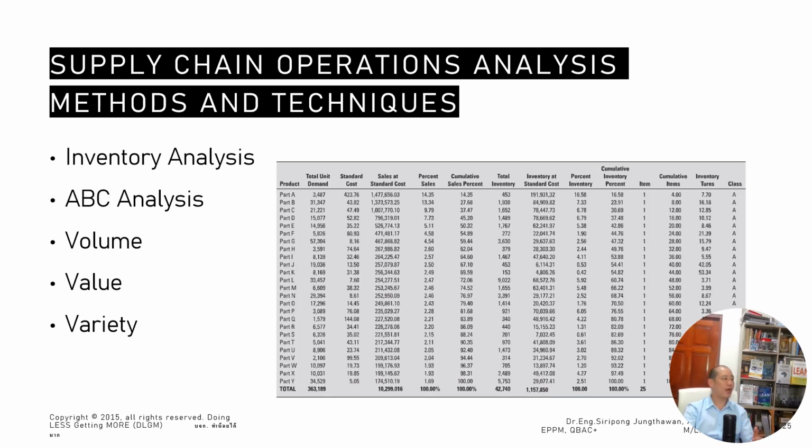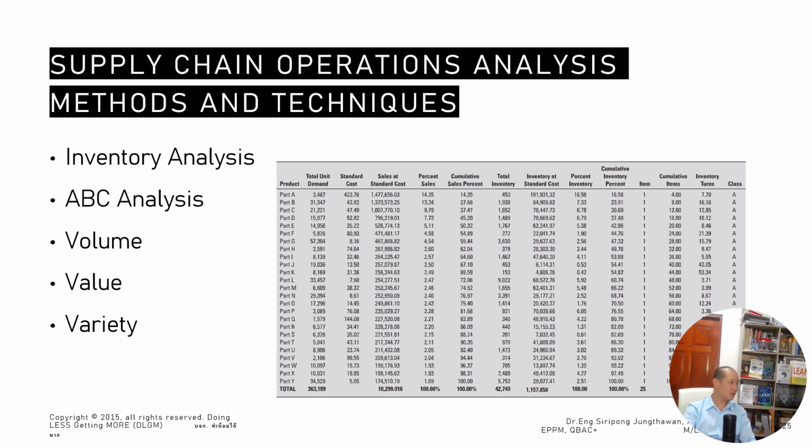And then you have to compare everything by product SKU, that is inventory analysis, and the unit demand in the east area, standard cost, sales at standard cost, and forecast sales, and cumulative sales percentage, and total inventory that fits supplier and demand, balanced together. Then inventory at standard cost here you can see, and percent inventory here, and then you have to check what is the main product that you can sell.